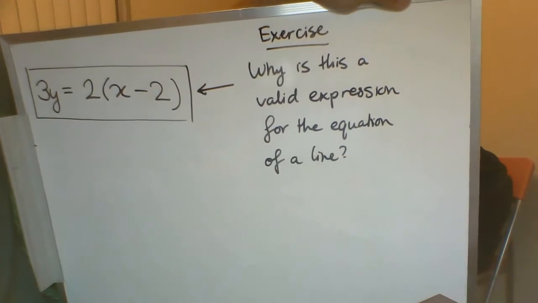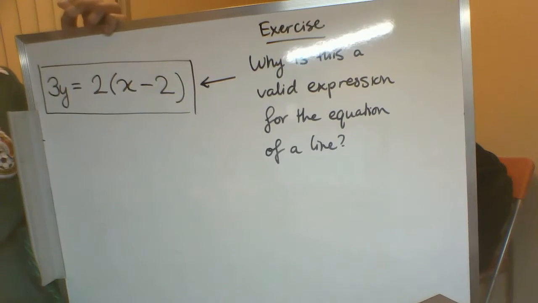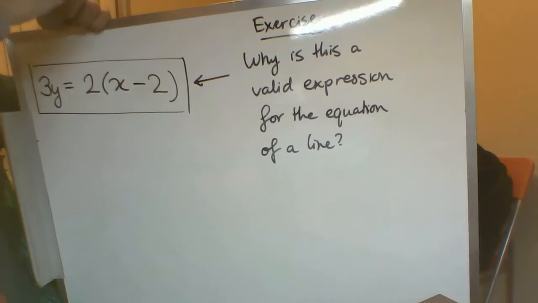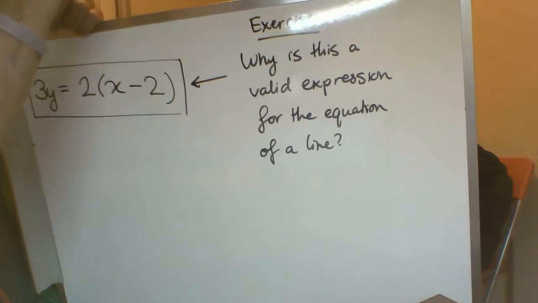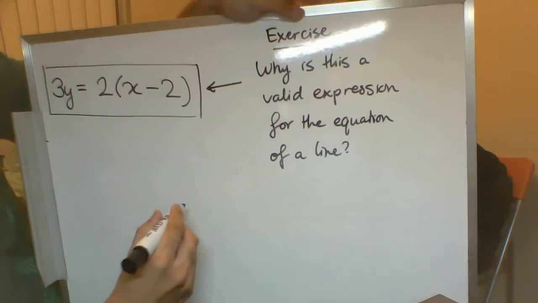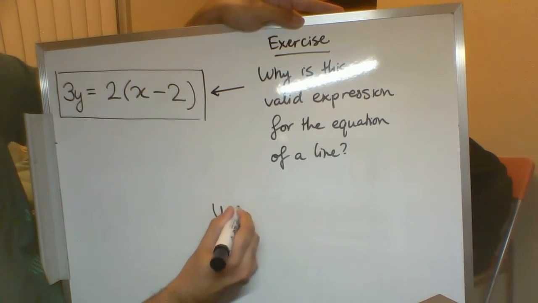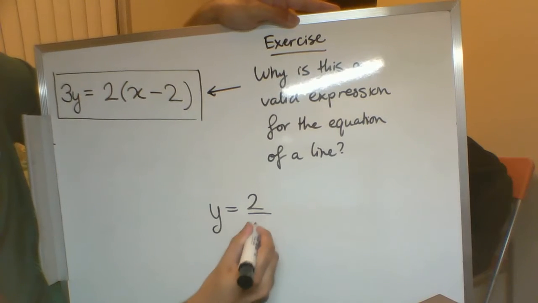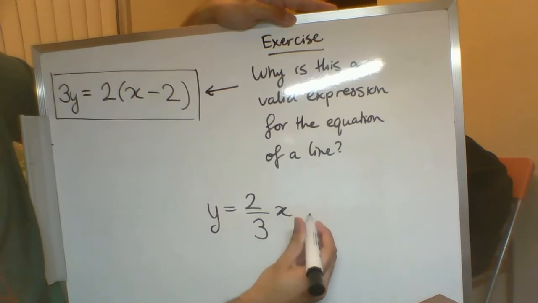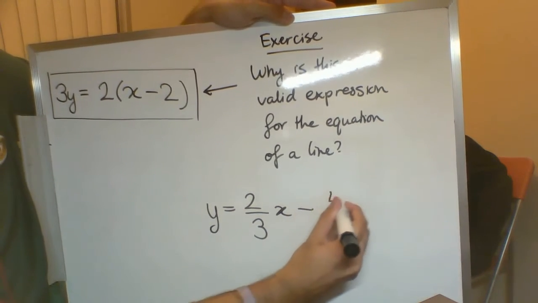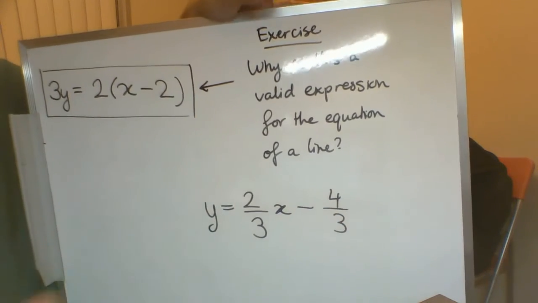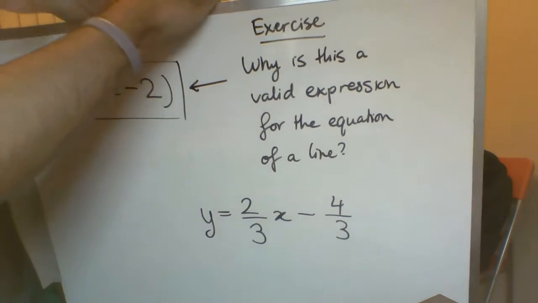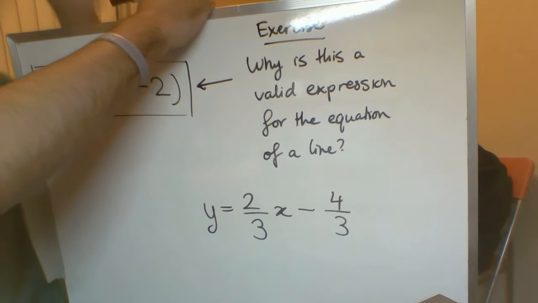In this video we're going to talk about the thing that we left off with at the end of the last lesson. We had an equation of a line that we got after quite a lot of work, and it looked something like y equals 2/3 times x minus 4/3.